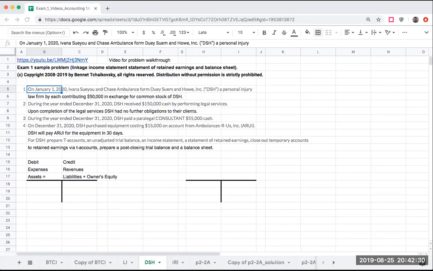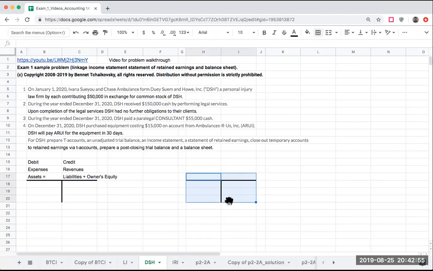Okay. So the first thing we're going to do right here is on January 1st, 2020, Ivana Suyu and Chase Ambulance formed Duey, Suem, and Howe, a personal injury law firm, by each contributing $50,000 in exchange for the common stock of DSH. So we are doing this from the perspective of DSH. When we go through and do this here, how do I record transaction number one? What do I want to debit and what do I want to credit?